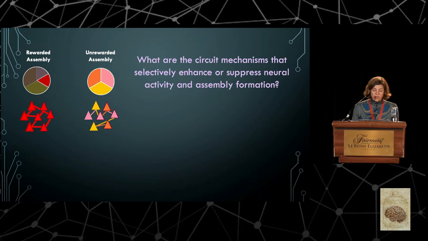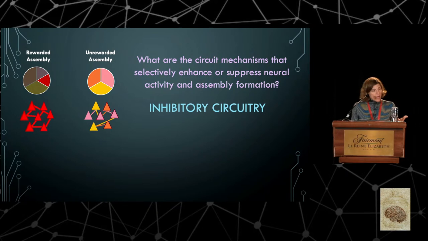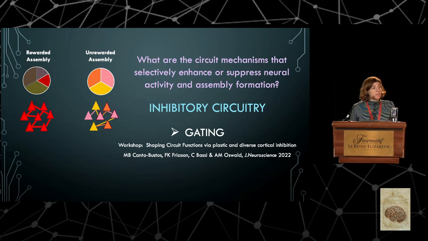So this led us to another question, which was, what are the circuit mechanisms that actually selectively enhance one component of the assembly and suppress the neural activity for the other uninformative components? And we really think that inhibitory circuitry probably plays an important role in this. And there's two ways we think that inhibitory circuitry could possibly do this. The first is by gating.